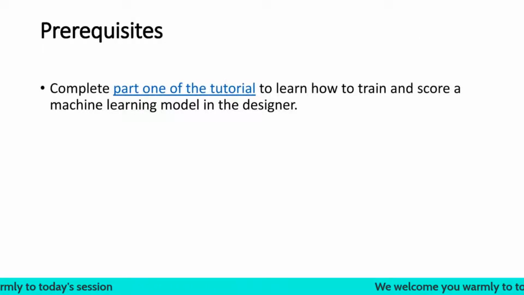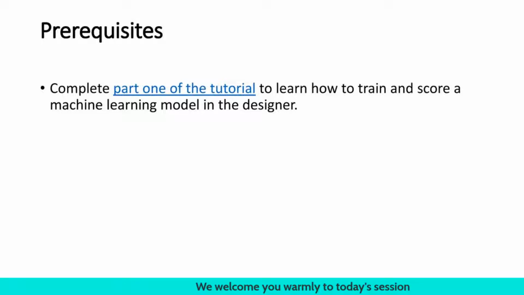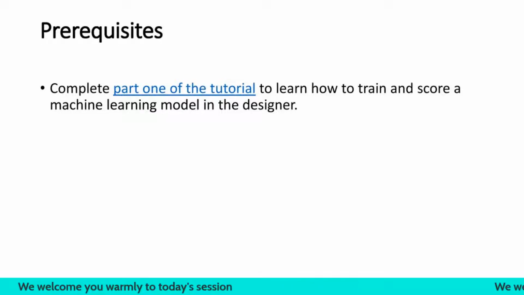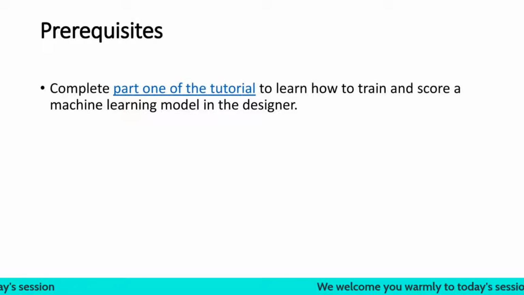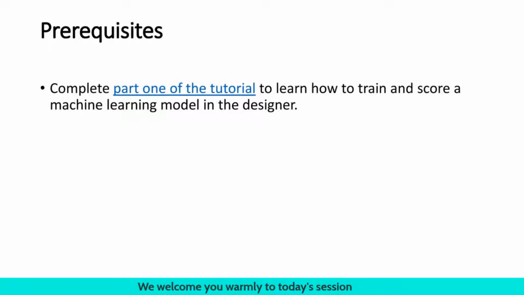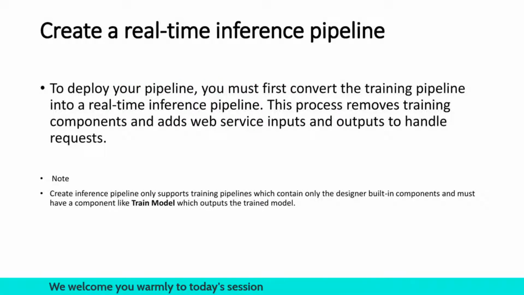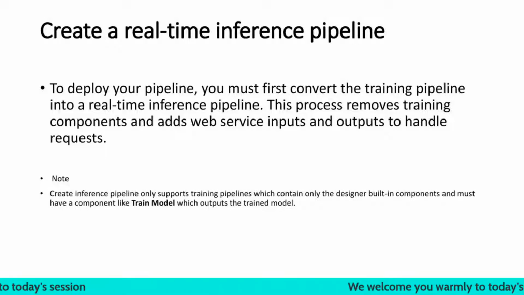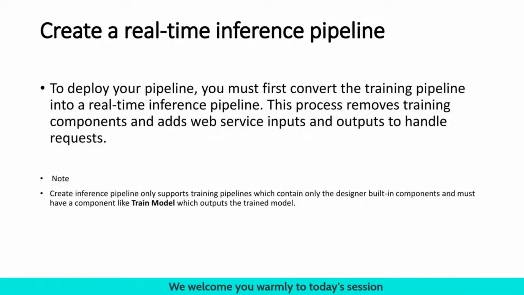The prerequisite for this particular tutorial is part one, like my slide said: complete part one of the tutorial to learn how to train and score a machine learning model in the designer. In part one of this tutorial, a linear regression model has already been created. I provide the URL where you can go through all the steps to create the designer pipeline. So you create a real-time inference pipeline like I've explained.